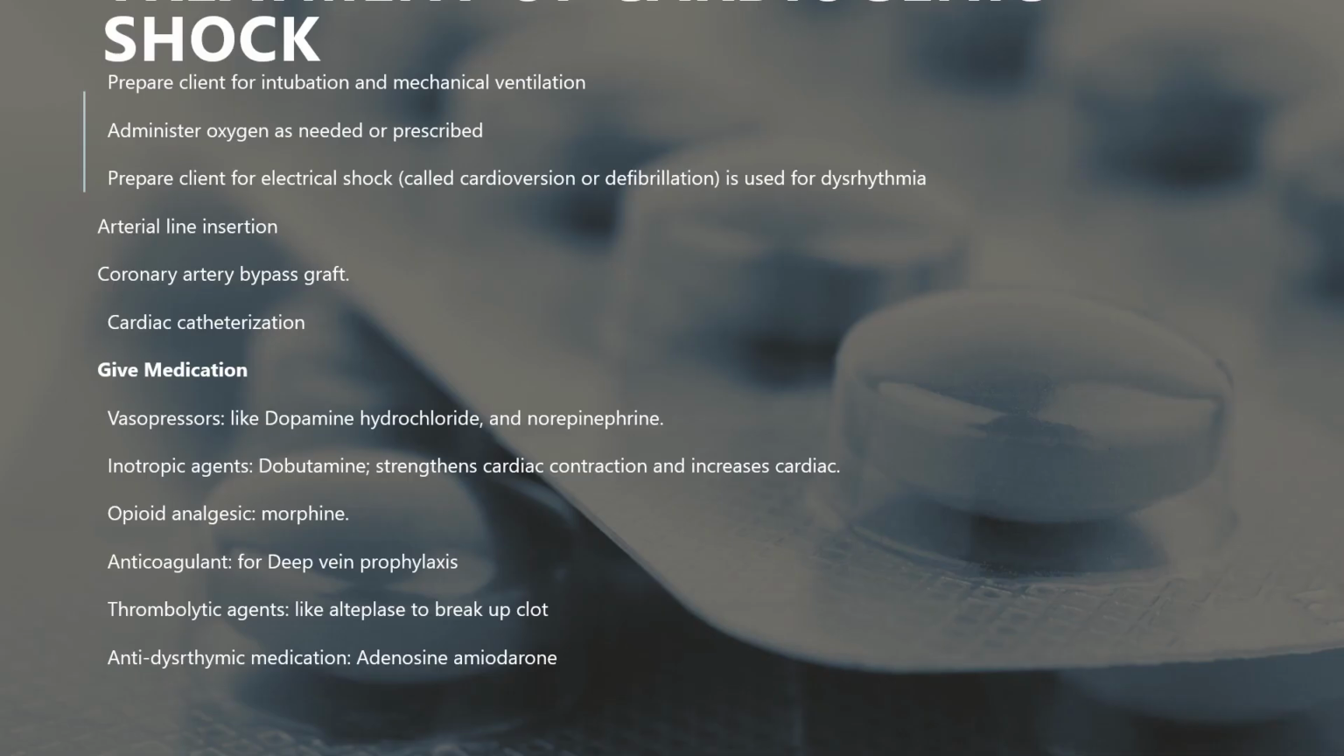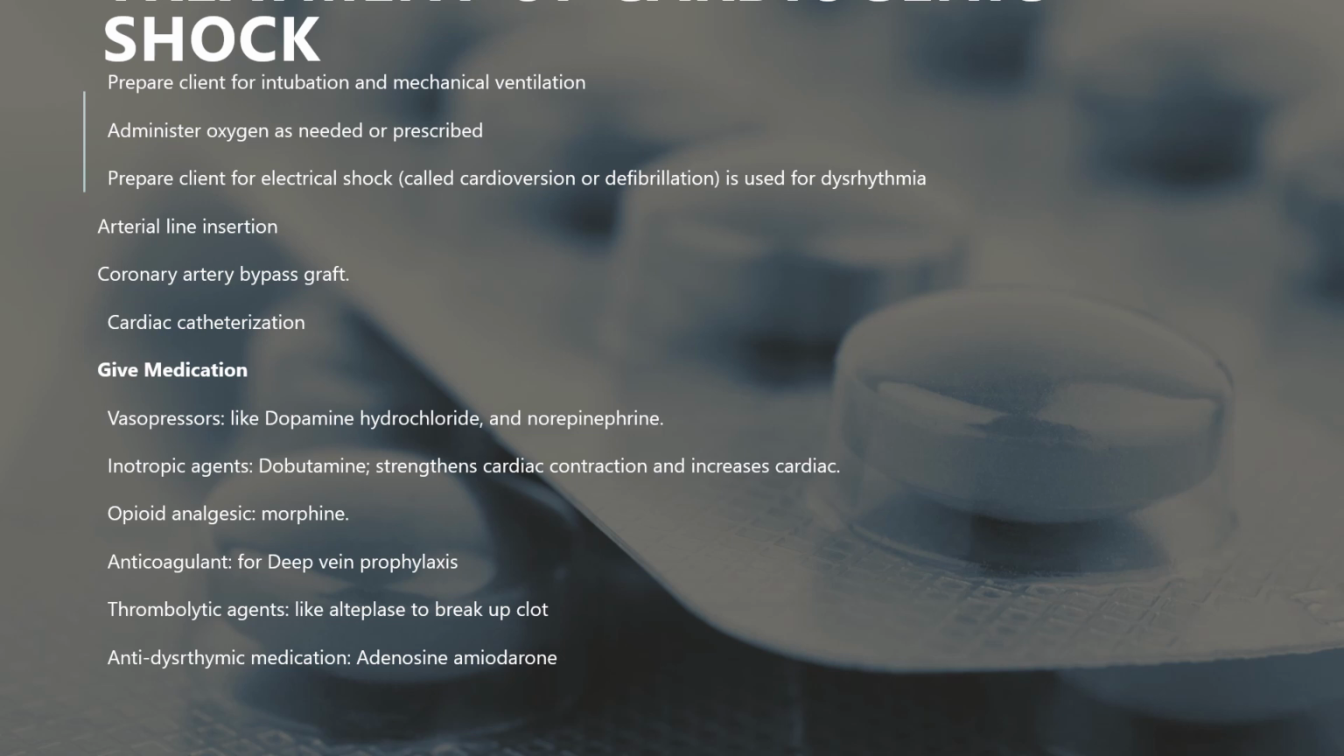For treatments, because cardiogenic shock is caused by different things, we're going to do different things. So we will prepare clients for intubation and mechanical ventilation. We will administer oxygen as needed or prescribed. We will prepare clients for electrical shock. It can be cardioversion or defibrillation, normally used for dysrhythmia, and arterial line insertion for hemodynamic monitoring.